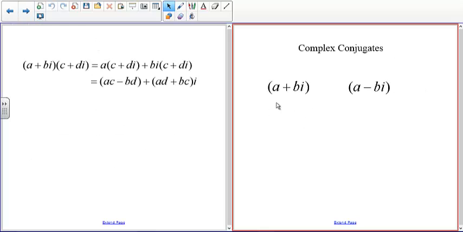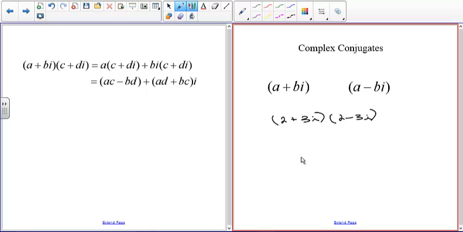Now there's a special case where if you take a complex number with coefficients a plus bi, if you change the sign of the imaginary part from plus to minus, or if it was a minus bi, we change it from minus to plus, these have interesting properties which we'll use. So let's just do an example here. So let's say we have 2 plus 3i. So that's my complex number. The complex conjugate would be 2 minus 3i.